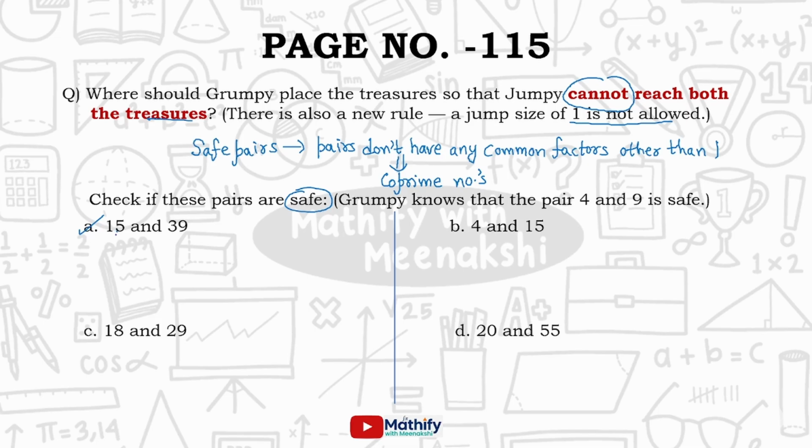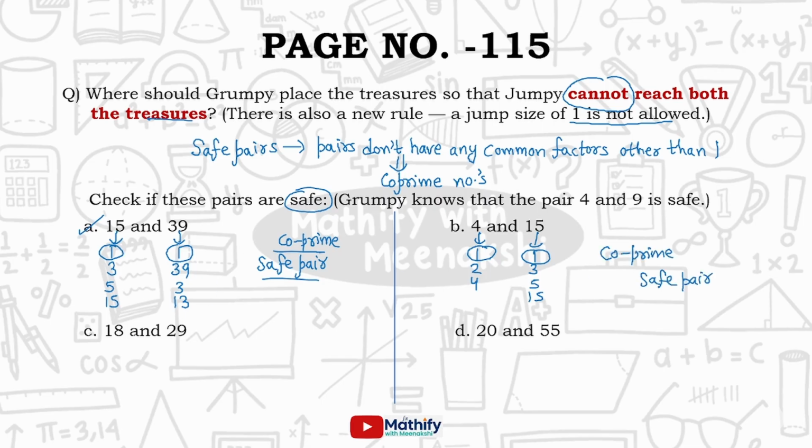First, 15 and 39. You know that the factors of 15 are 1, 3, 5 and 15. And factors of 39 are 1, 39, 3 and 13. So do they have any common factor other than 1? No need to see 1. Other than 1? No. So that means yes, it's a safe pair because they are co-prime. Safe pair. Now let's move to the second, 4 and 15. Again, what are the factors of 4? 1, 2, 4. And 15: 1, 3, 5, 15. Again, there is no common factor other than 1. So again, they are co-prime. That means it's a safe pair.